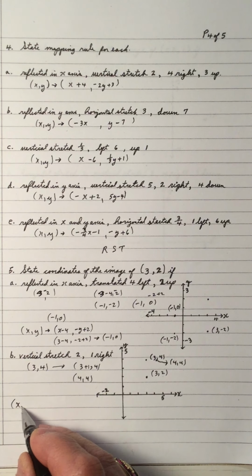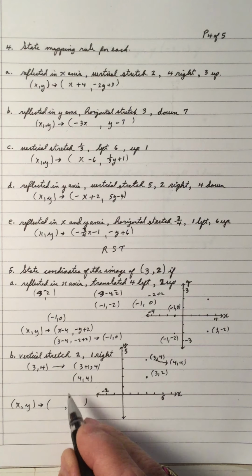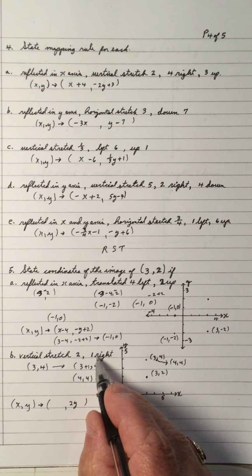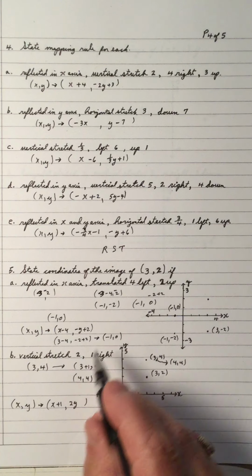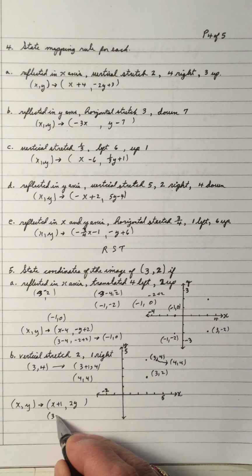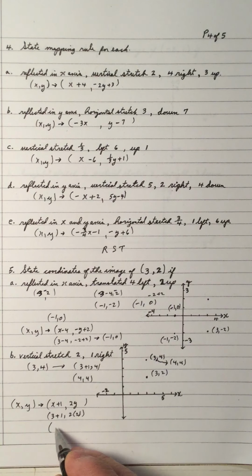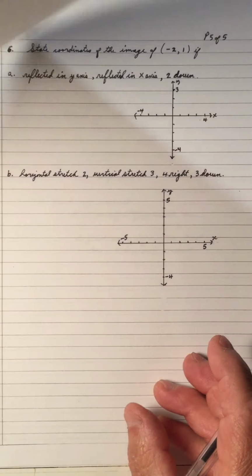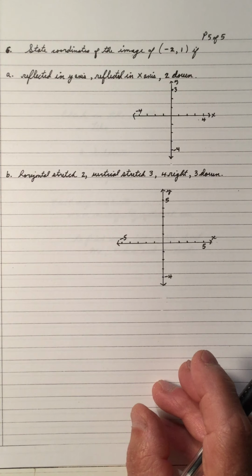Or, again, the mapping rule. Vertical stretch of 2 is 2 times the y, and right 1 is x plus 1, and you put the ordered pair in, 3 for x, 2 for y, it gives you 4 comma 4. Whatever way you want to do it, as long as you know what you're doing. And try not to make a mistake like I do sometimes.